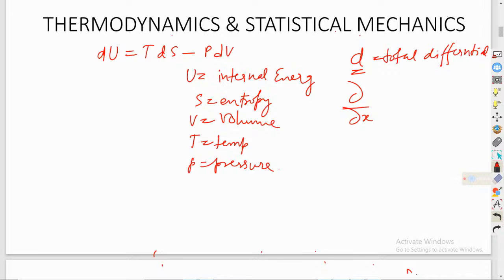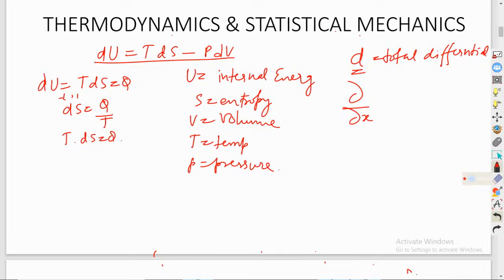Coming to some very generalized and important equations which come in the GATE exam, the NET exams, and even some master's level exams. The equations which come from this fundamental equation are dU is equal to TdS, which is equal to Q, or dS is equal to Q by T. So TdS is equal to Q. This is one aspect.